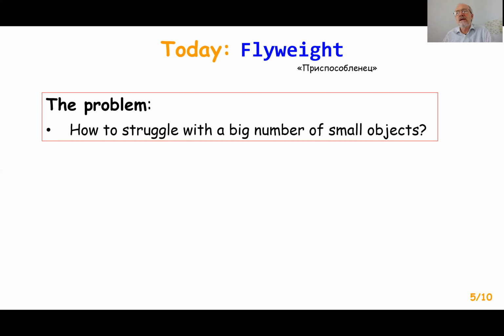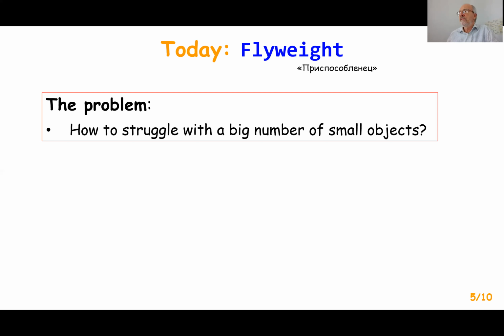And by the way, this is the last structural pattern we are going to consider within the course. Next time, we will start considering some important behavioral patterns, поведенческие patterns. So, look at the slide. Which problem do we have while designing our software, and which one is to be solved by this pattern? The problem is how to struggle with a big number of small objects.